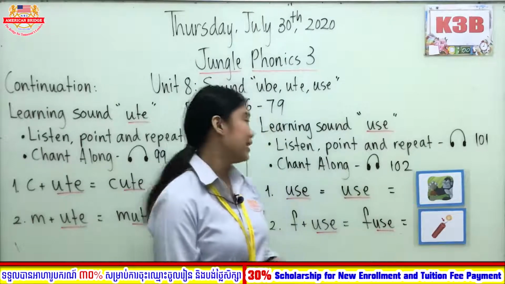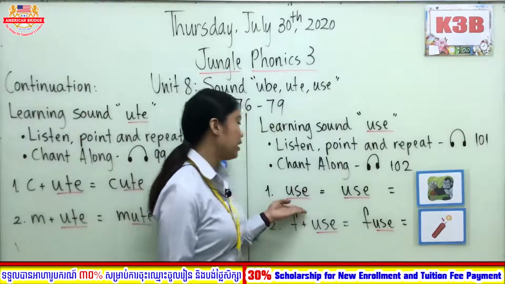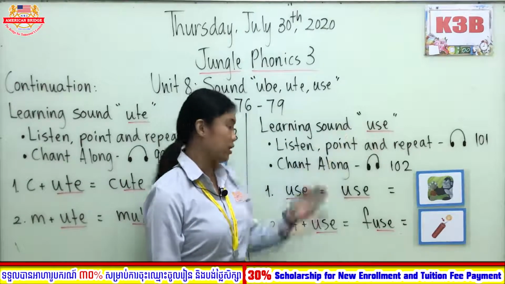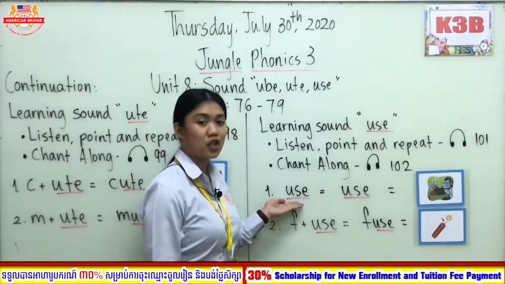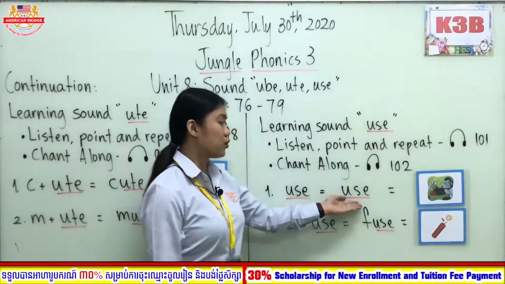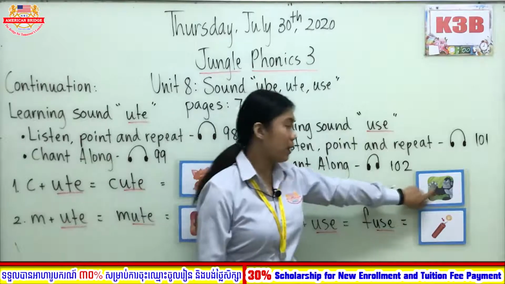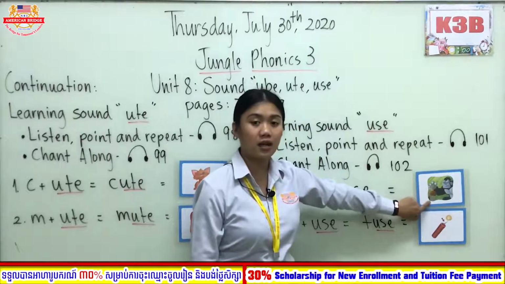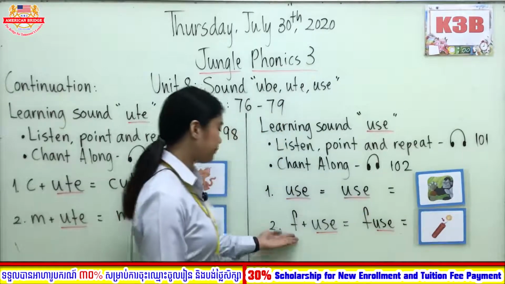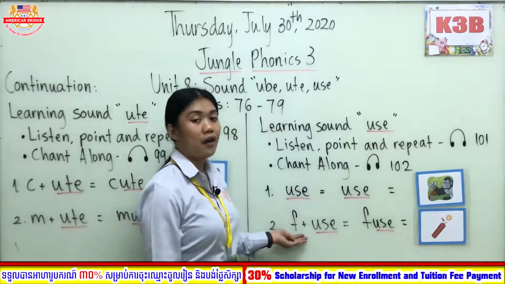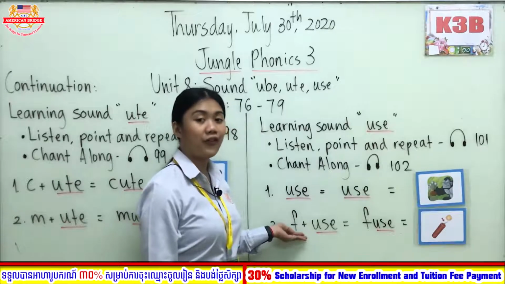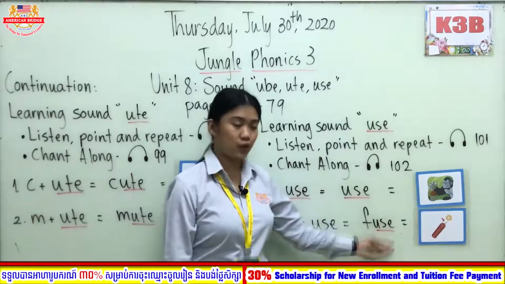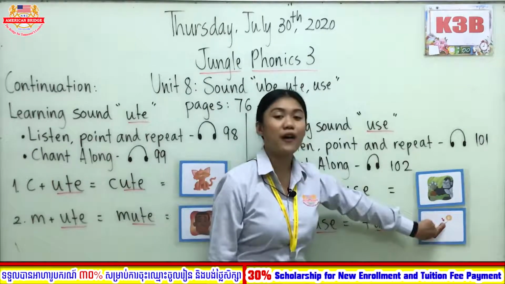Alright class, now that you watched the chant along again and listened to the audio track, let's continue our lesson, learning sound use. Number one, we have use. So the monkey or the gorilla used the stone to open the coconut. Correct. Number two is F sound F. Fuse. So this one is the fuse.